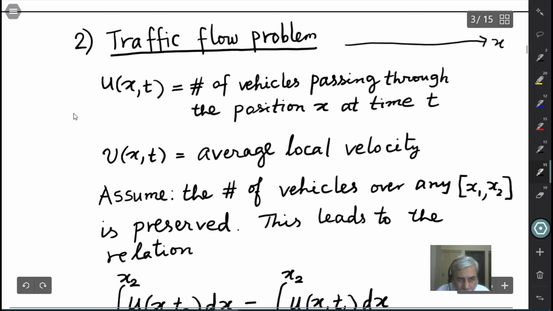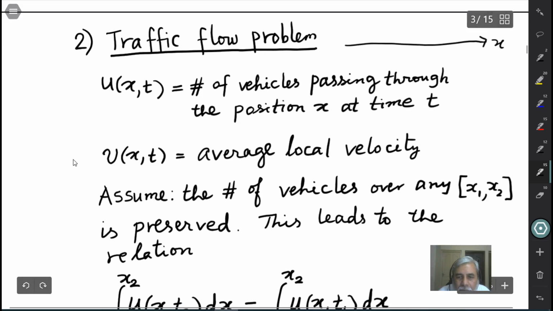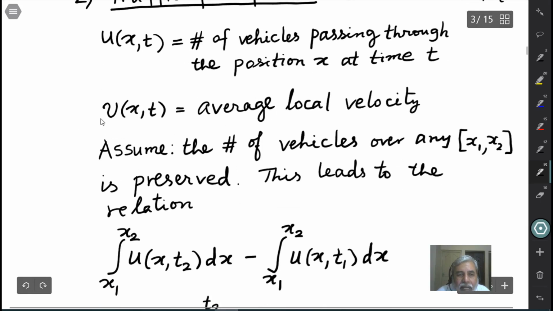There are actually finitely many particles, but then there is the continuum hypothesis, etc., which makes it possible to consider it as a continuum. Those are some of the philosophical questions. Similarly here we are doing that.